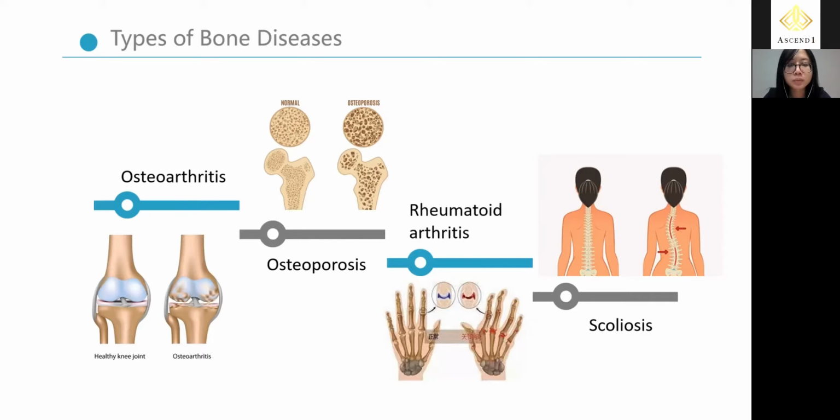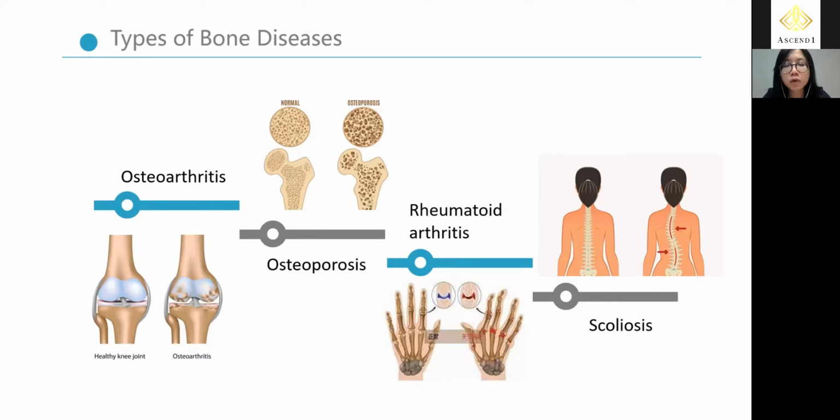Next is rheumatoid arthritis, the short form is RA. Rheumatoid arthritis is a chronic immune disease in which our immune system mistakenly attacks the body tissues, such as the joints of the hands and the feet.